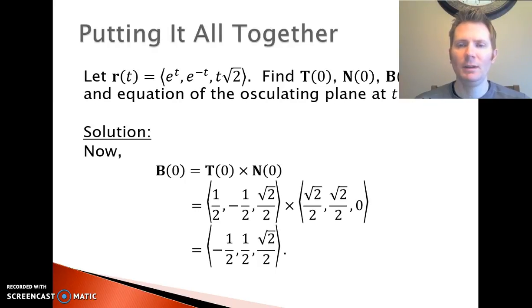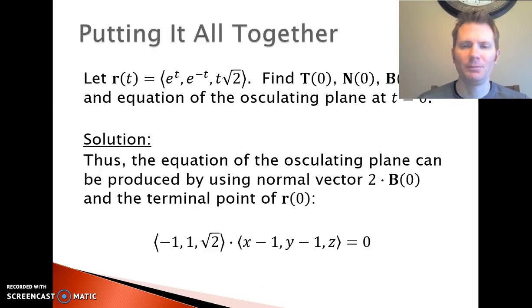Now the oscillating plane, or any plane for that matter, just requires you to have a point on the plane and a normal vector. Well, B of 0 is a normal vector to the plane, but we can use any normal vector. So why not use one a little simpler? For instance, if we multiply B of 0 by 2, we'd produce the vector negative 1, positive 1, square root 2. And then we wouldn't have to deal with fractions. So here it is, negative 1, positive 1, square root 2.